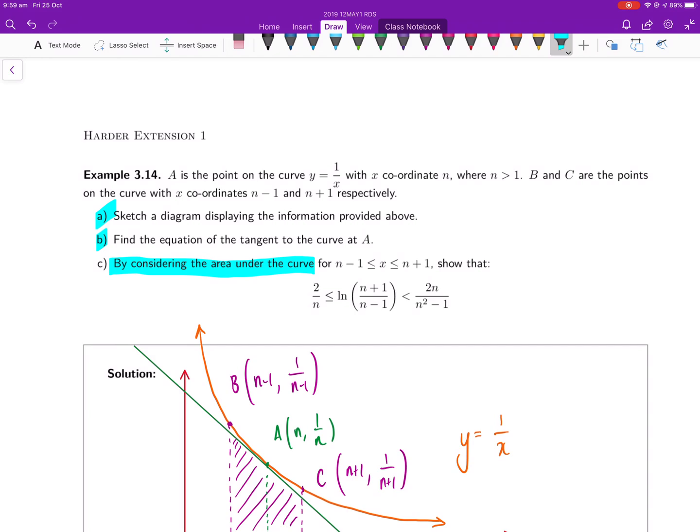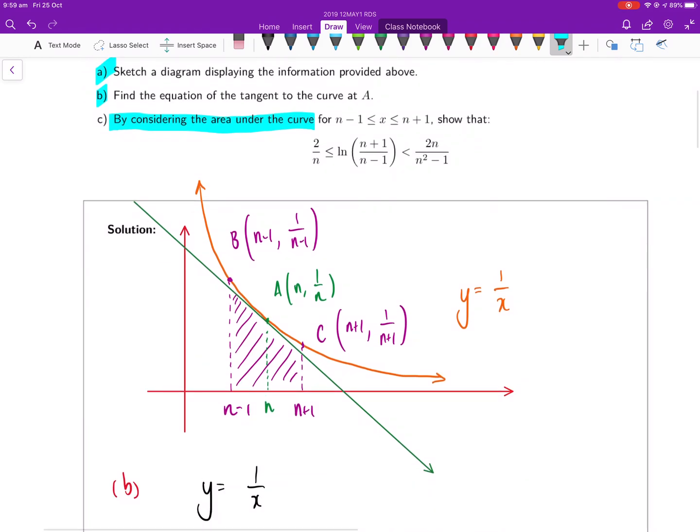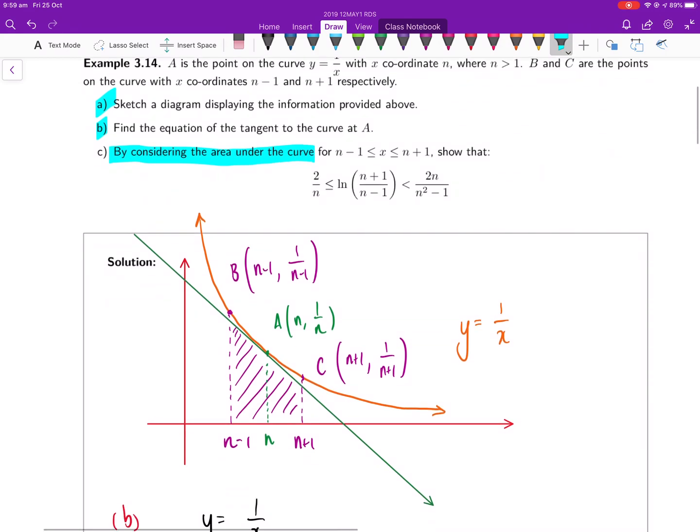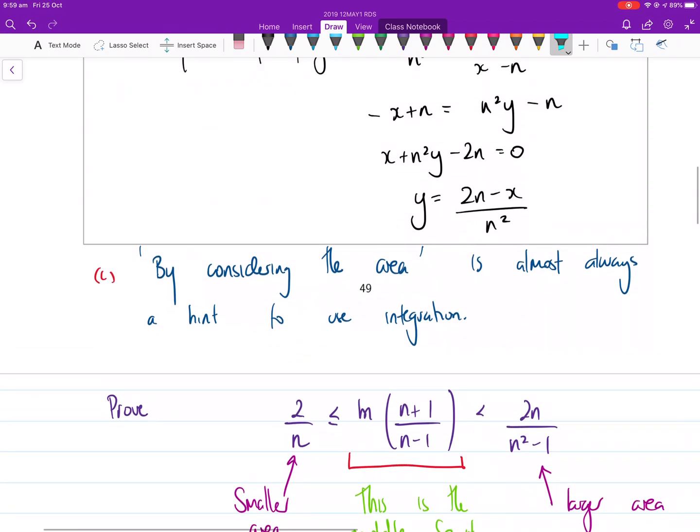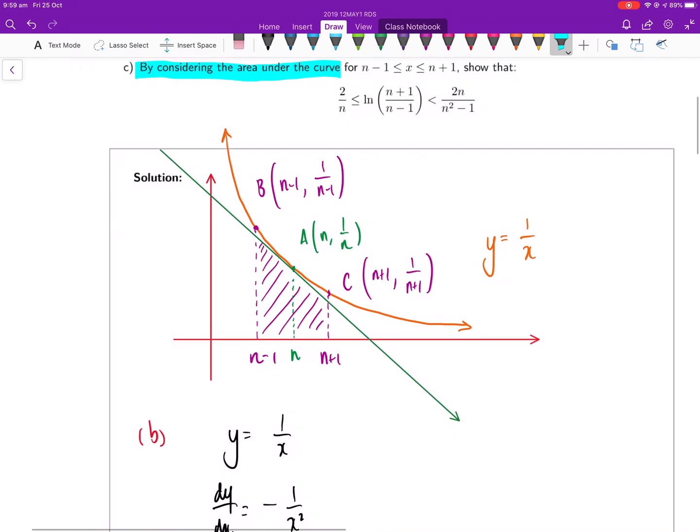So they've just got the curve y equals 1 on x. They've asked you to add a generic point n, and then the point before it and the point after it, or one before it, one after it. I'm giving you those, so I've just got the details up there. Find the tangent to the curve at that point, pretty straightforward. It's just here. Okay, now this is the bit that I want to talk about.